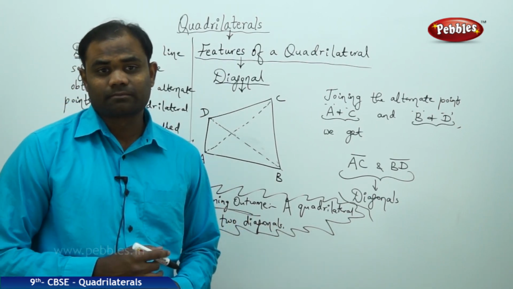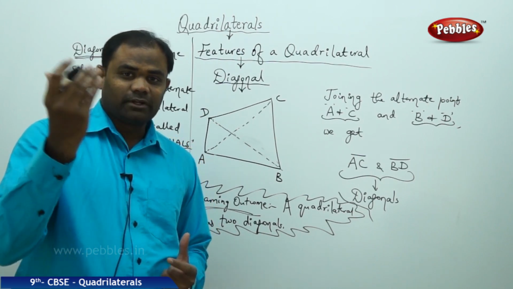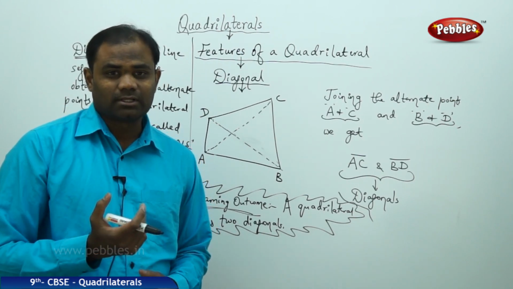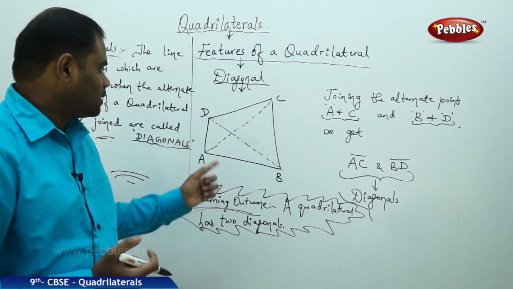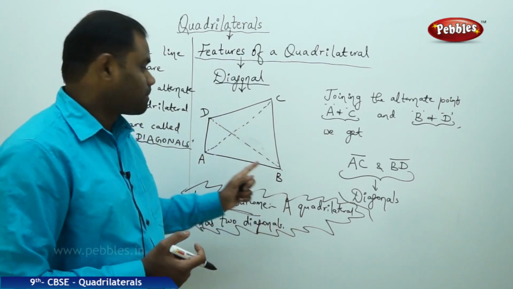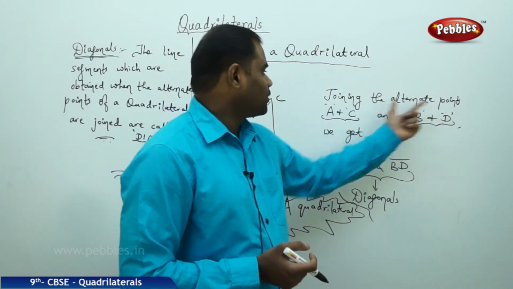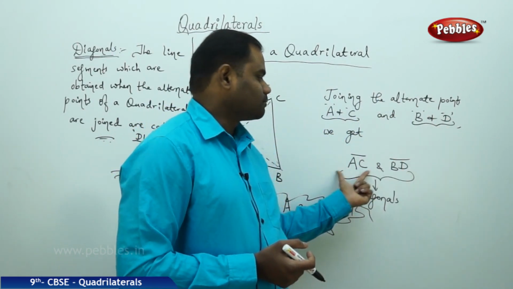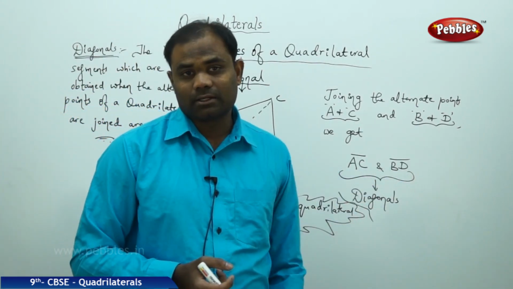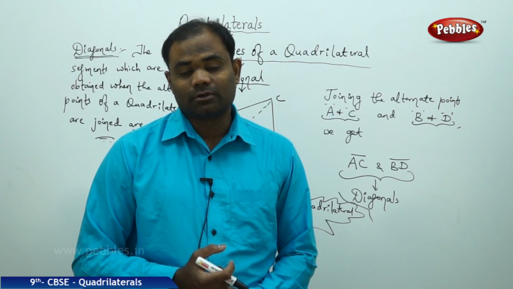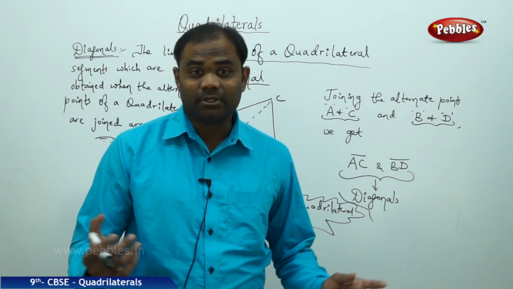A quadrilateral has always two diagonals. A triangle does not have diagonals because in a triangle, if I take the alternate vertices, I cannot draw a line within the triangle. But in case of a quadrilateral, I can join two points. I can get two lines which are formed by joining the alternate points A and C and B and D. So in my quadrilateral ABCD, AC and BD are the diagonals. There are two diagonals which are formed in the quadrilateral, AC and BD.